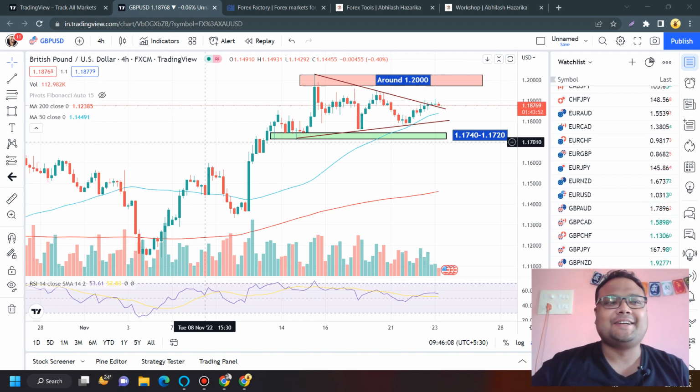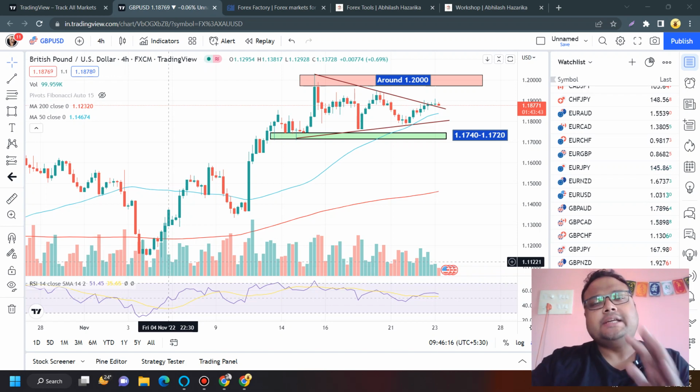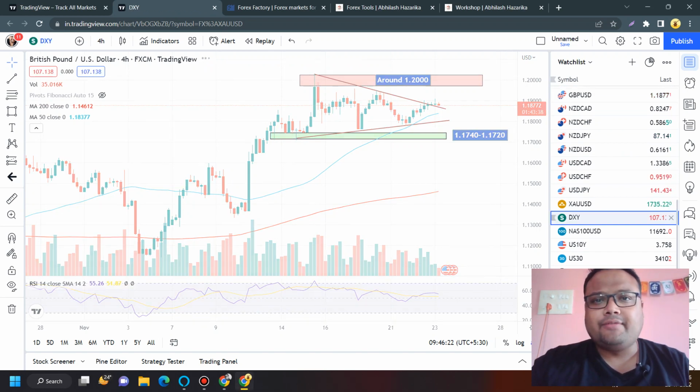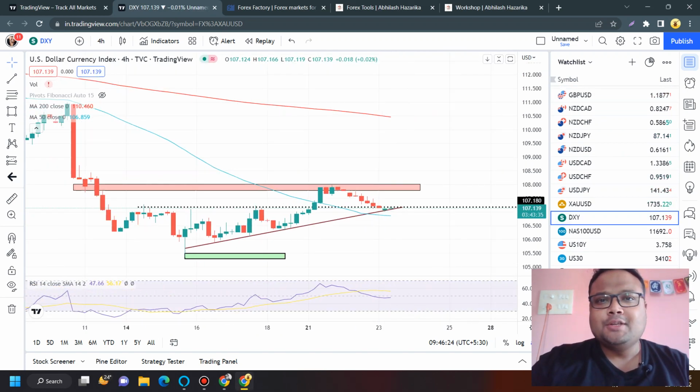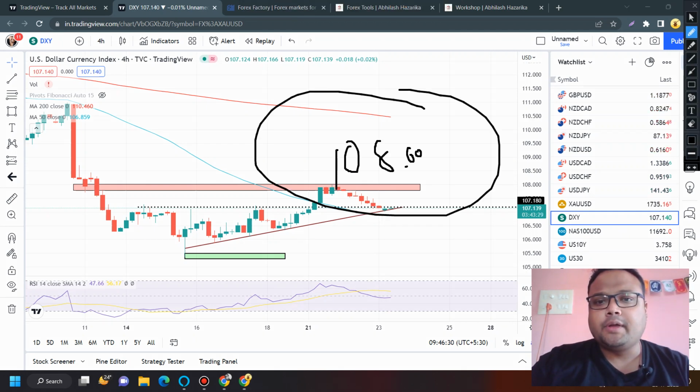So let's get started. This is the 4-hour chart of GBPUSD in front of us. If you have watched my previous video, you can clearly see that things have not changed much. The levels that we talked about in our previous video are still very much intact. At first, let's look at the chart of DXY. DXY reversed from the resistance of 108 that we were talking about. Surprisingly, DXY is right now standing at a very critical support.